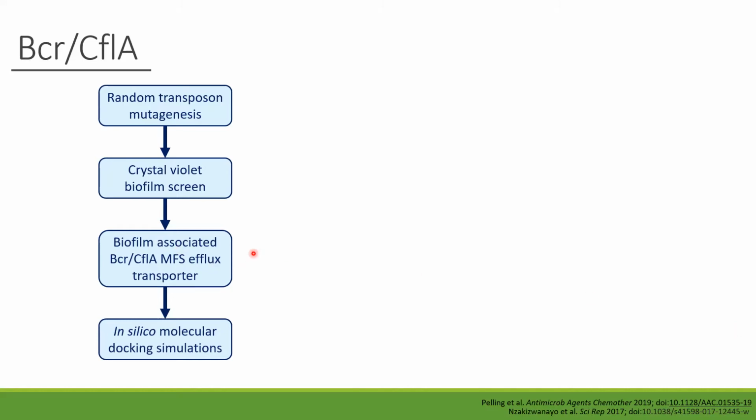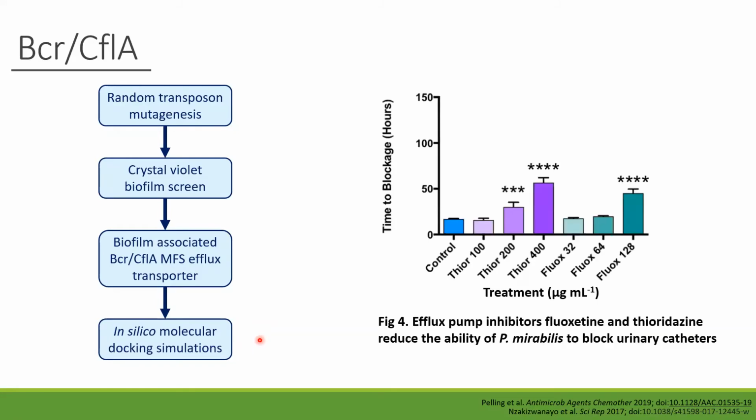So following on from the success in the bladder models, this was then selected for in silico molecular docking simulations to try and identify inhibitors of this BcrC/FLA system from a database of existing drug compounds. So this identified that fluoxetine and thioridazine were able to reduce biofilm formation when they were added to these catheter models in an infection simulation. So you can see here there's a dose-dependent increase in blockage time. So this longer blockage time is reflecting the fact that it's taking longer for that biofilm to form, and these are obviously slowing down the rate of this formation on the catheter.